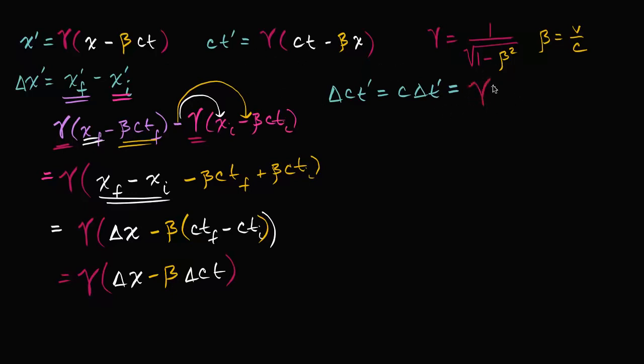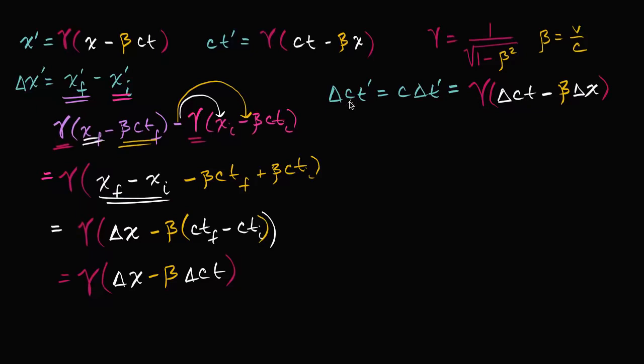exactly what you would imagine it's going to be. It's going to be gamma times change in ct minus beta times change in x. And I encourage you right after this video to actually do this one too. Delta x prime is going to be x prime final minus x prime initial, and then do what I just did here, just a little bit of algebraic manipulation. And you can make the same exact argument over here to get to the result that I just wrote down.